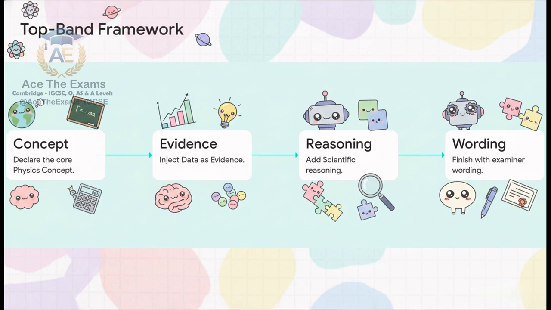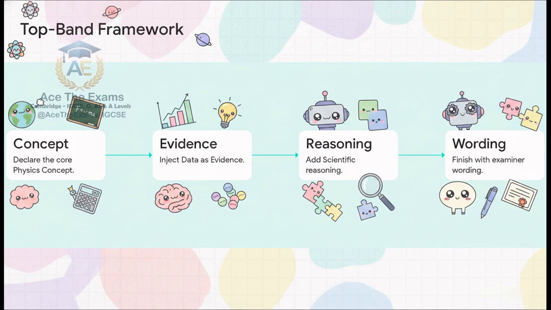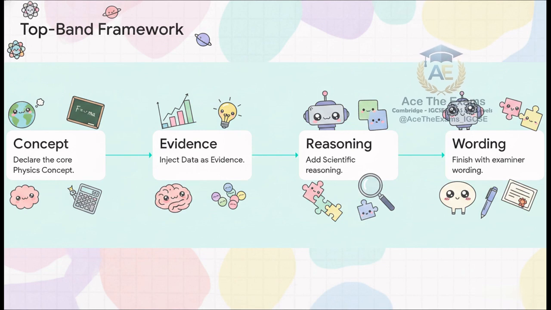So here it is. That unbreakable framework is a simple 4-step process you can use for any data or written response. Step 1, declare the core physics concept. Step 2, inject the data from the question or your calculation as evidence.